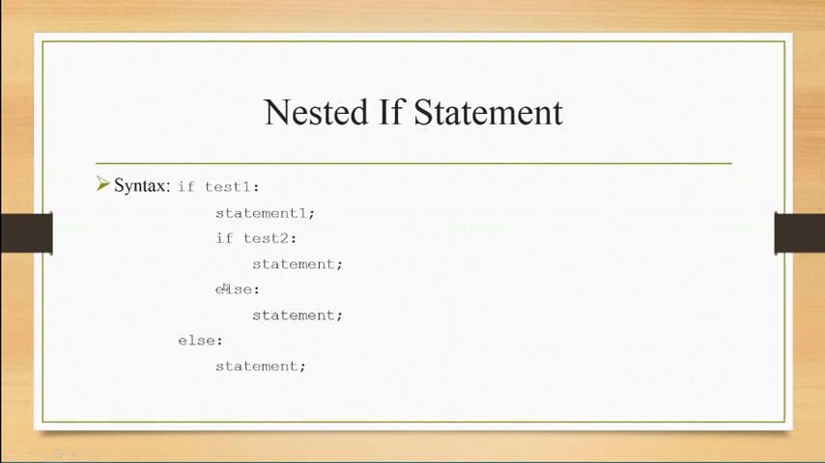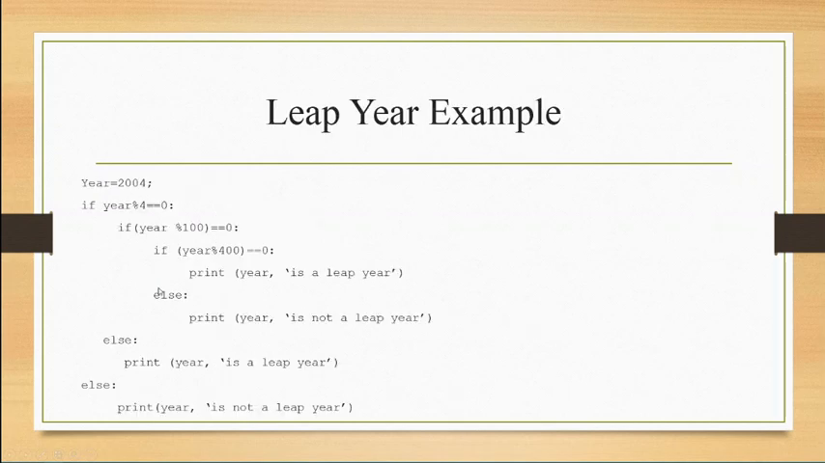These if and else are corresponding to each other, whereas this if corresponds to this else. Keep in mind that indentation tells which if belongs to which else. With the same indentation, it belongs to the same block. Let us see an example of leap year to understand the nested ifs clearly.